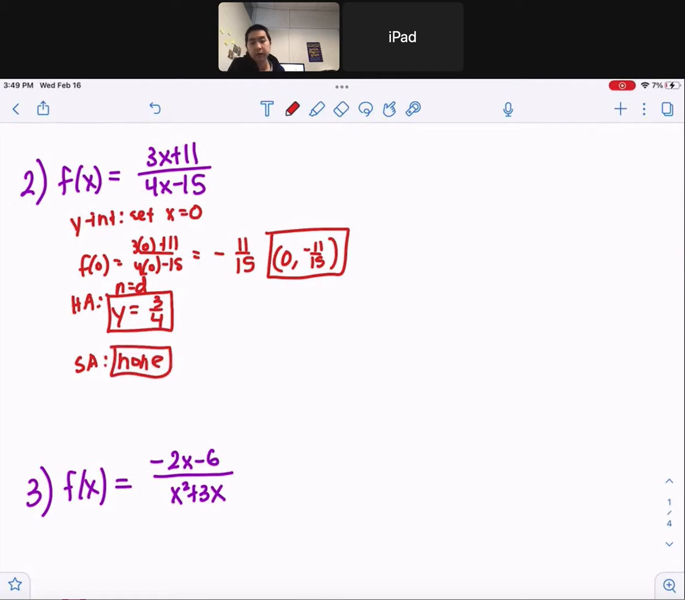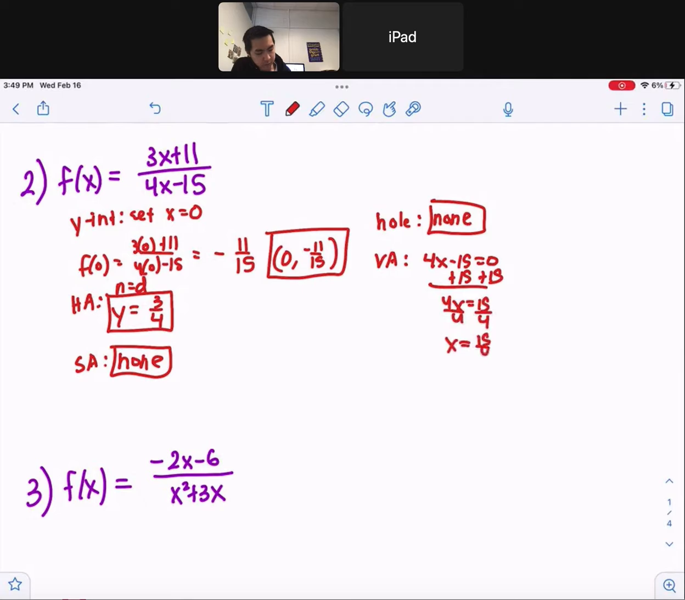And now let's factor, but there's nothing to factor for this equation. So we have to find our hole. Now our hole is none because we cannot cancel anything from top and bottom. So there's our hole. Vertical asymptote, set the denominator equal to 0. So add 15 to both sides, divide both sides by 4. So x equals 15 over 4. So that's the vertical asymptote.